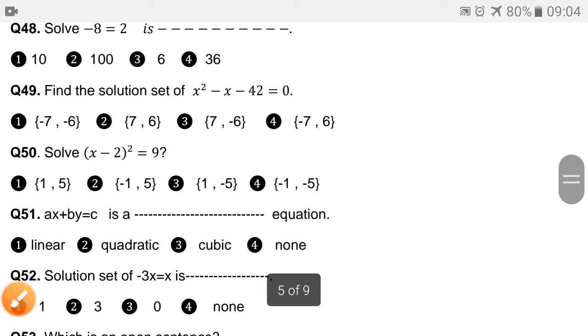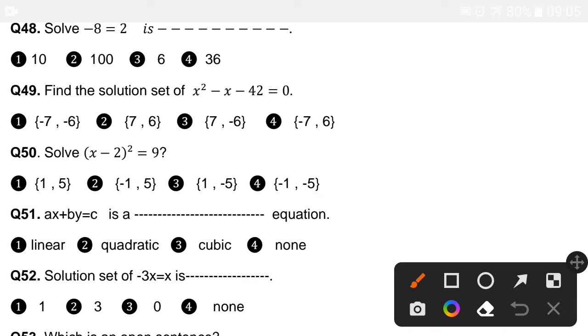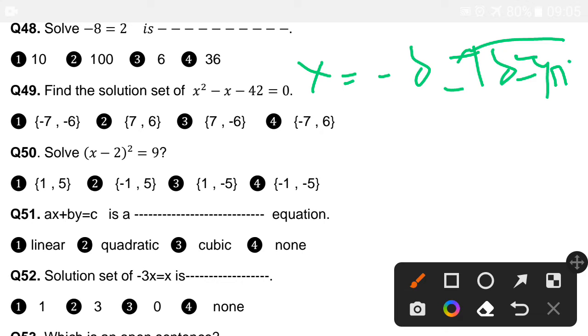Question number 49 is: find the solution set of x squared minus x minus 42 equals 0. This is a quadratic equation. We have to solve it either by factorization, or by completing the square, or by the quadratic formula. The quadratic formula is x equals minus b plus or minus the square root of b squared minus 4ac, divided by 2a.